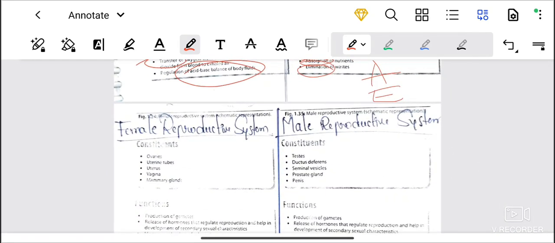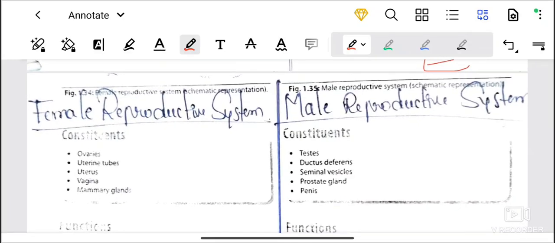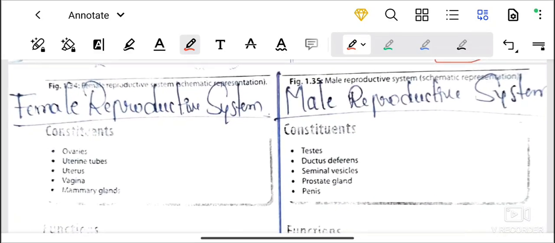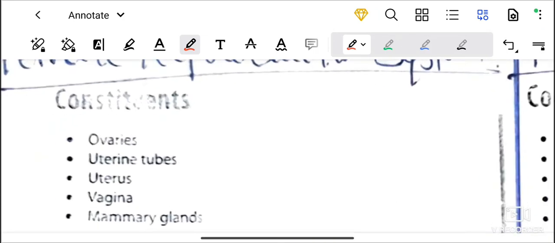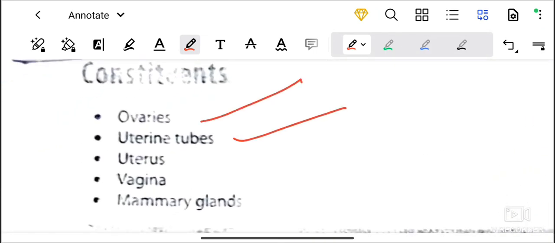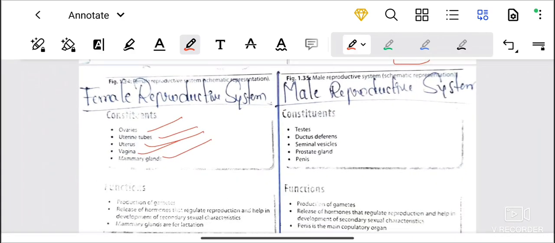The next is the female reproductive system. In the female reproductive system, we are going to discuss the constituents: ovaries, uterine tubes, uterus, vagina and mammary glands.